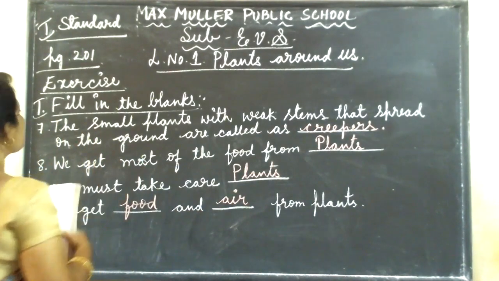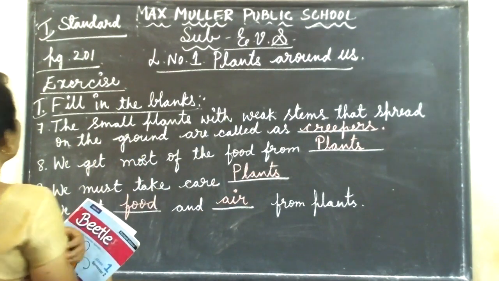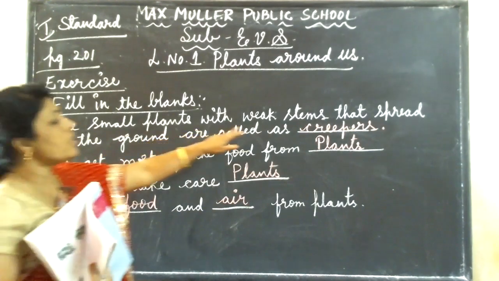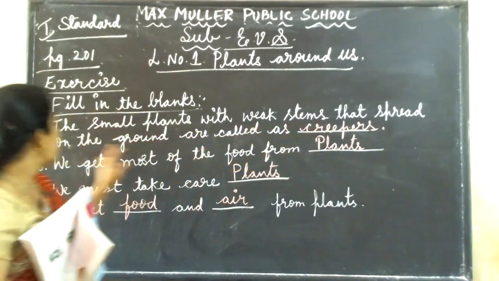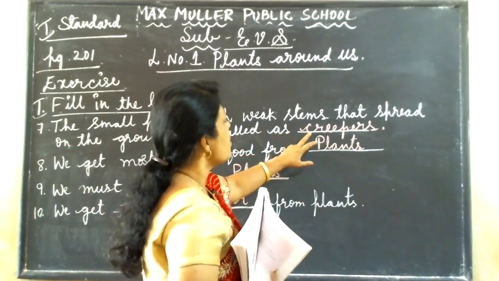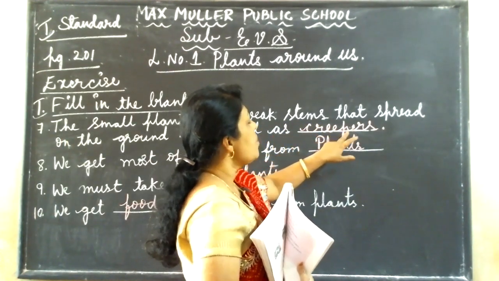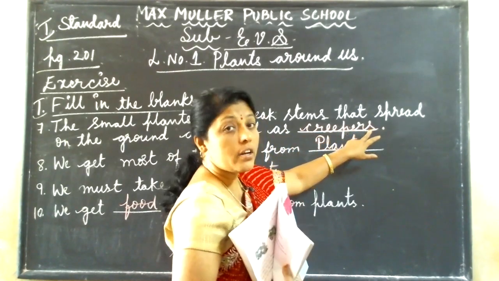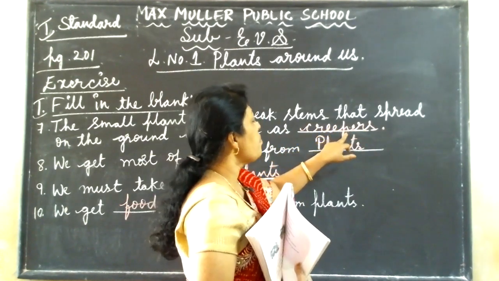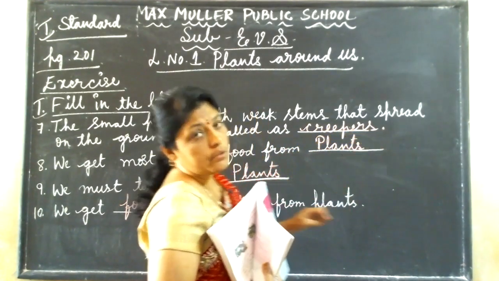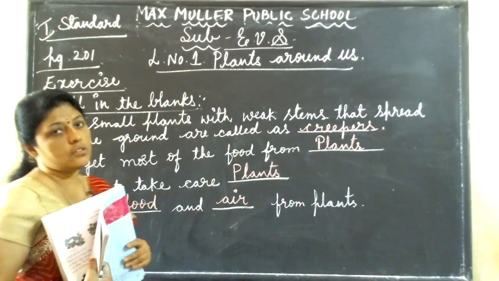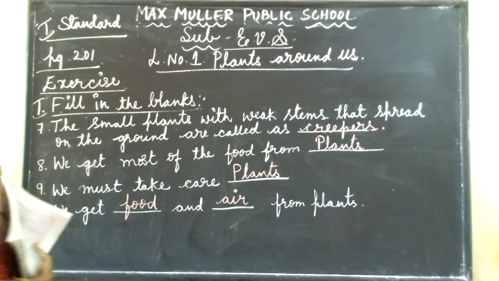So these are all the first main. We recall it once. See, come to the 7th one. The small plants with weak stem that spread on the ground are called creepers. C-R-E-E-P-E-R-S. While writing, you should say the spellings loudly. C-R-E-E-P-E-R-S, creepers. After finishing this, take out your rough note and practice all these spellings, writing 10 times, okay?